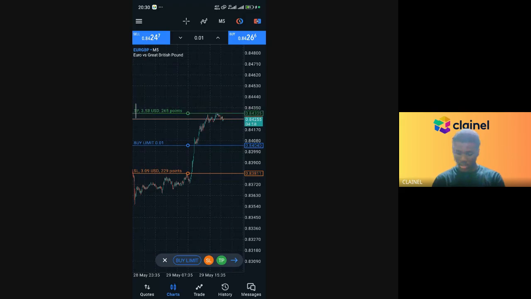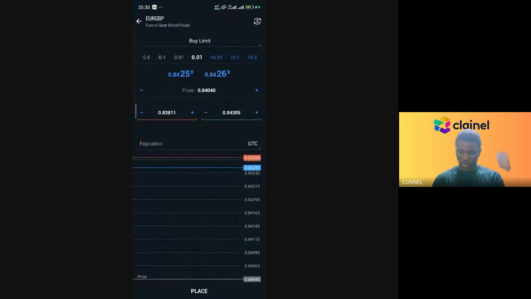Okay, then we'll click on buy, the arrow here. Then this point up here is just our lot size. Which lot size do you want to use? 0.01, that's our lot size. Then all you need to do is just click on place.